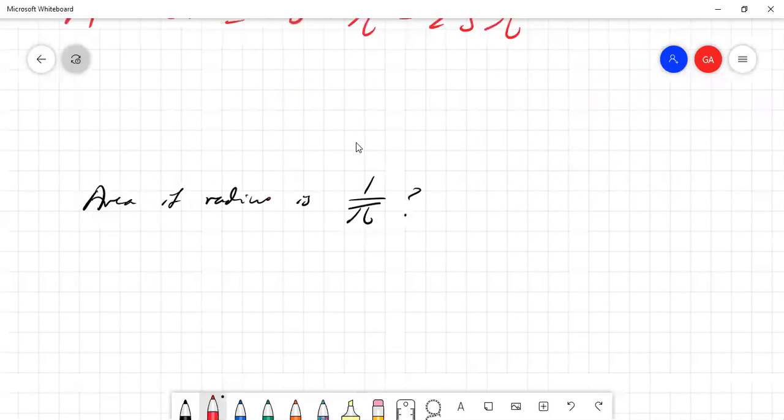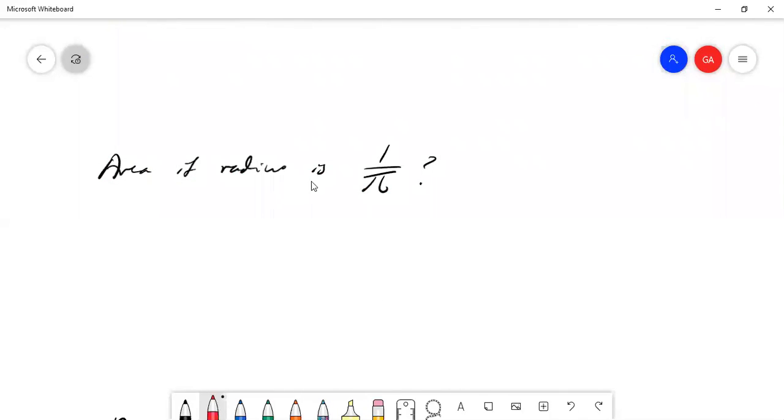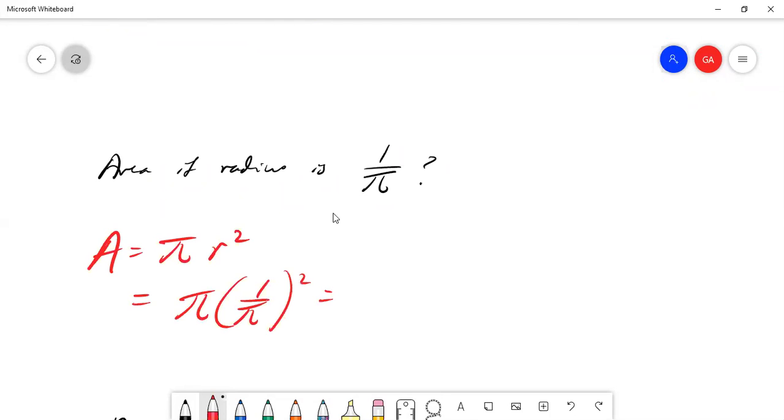Okay, that's trivial. What is the area if the radius is 1 over pi? How would I do this? Well, I would write area is pi r squared, and then I just plug this in again, same boring process. And this is what I have. And you should immediately recognize that this is 1 over pi because one of the pi's cancels. Okay, so on and so forth. This is trivial. I think you all have done this since 5th grade.